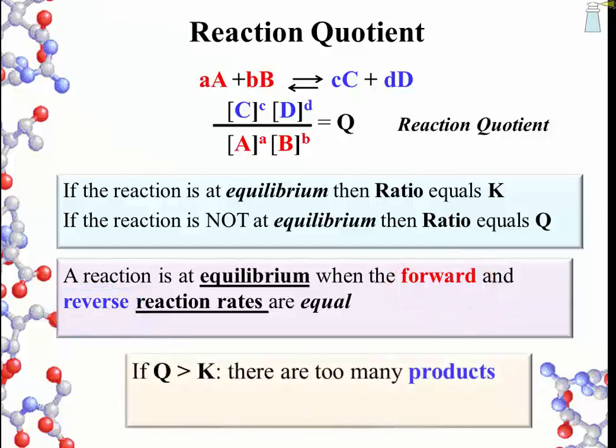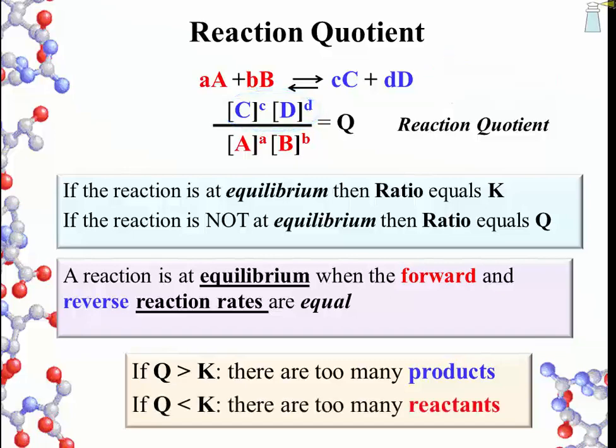Specifically, if Q is larger than K, then there are too many products compared to reactants. Treating the expression as a fraction, Q is larger than K when the numerator is proportionally larger than it is at equilibrium. To get the reaction back to equilibrium, the reverse direction proceeds at a faster pace than the forward direction. More product needs to be consumed to get the proportion back down to where it belongs. When that happens, the concentrations will again combine to give the value of K.